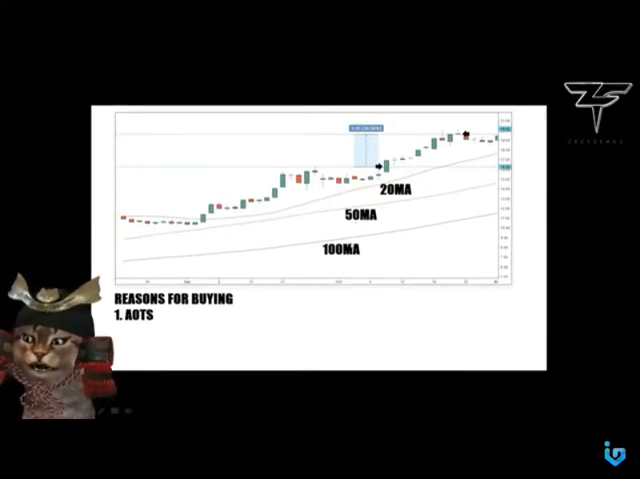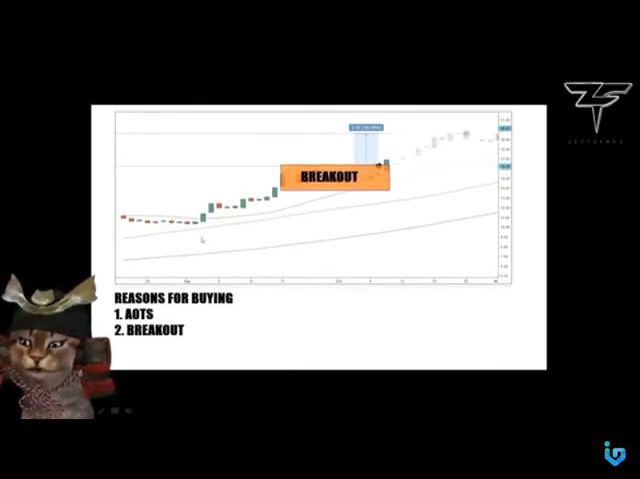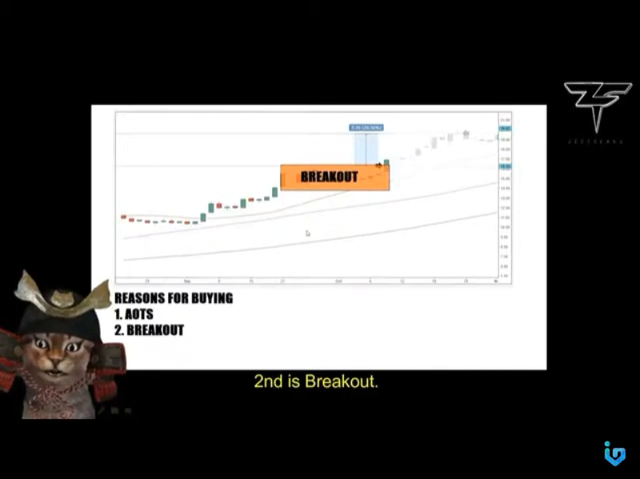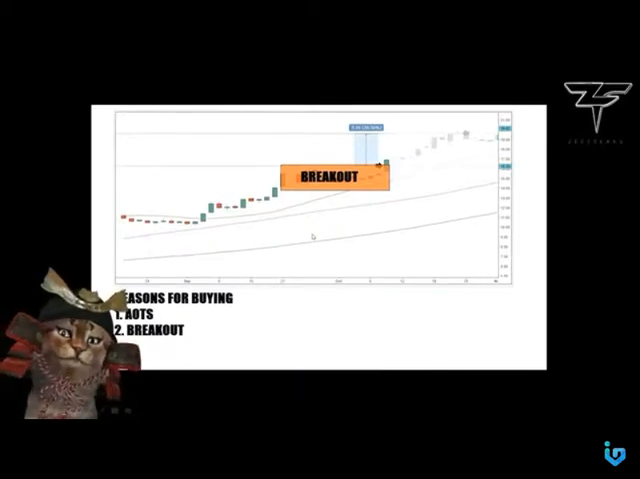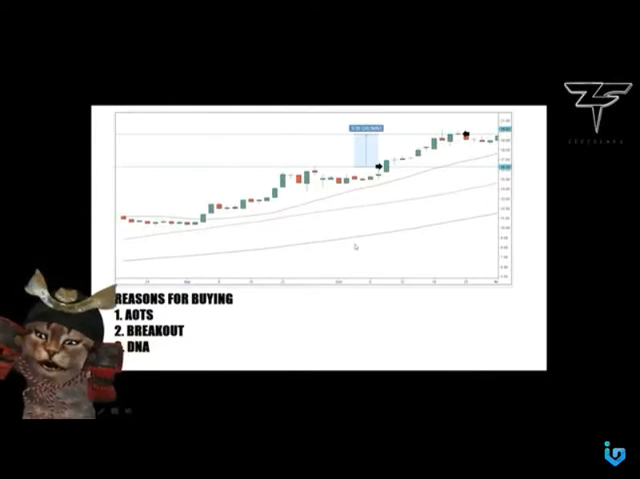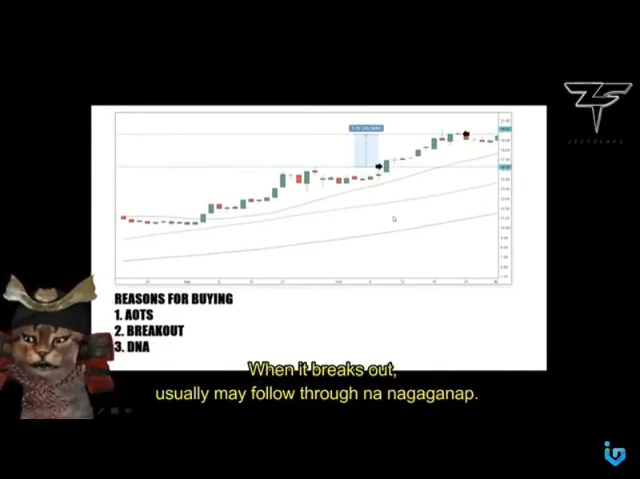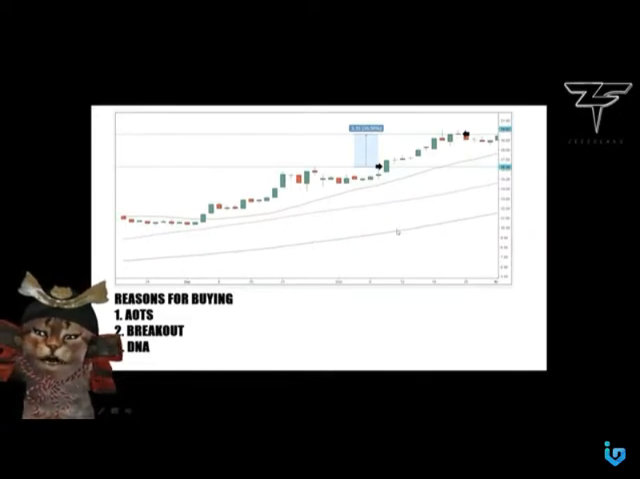Okay, first is AOTS. 1, 2, 3. Next slide, we have, ayan, breakout. And the third, just like the first MAC trade, ayan, when it breaks out, usually may follow through na nagaganap. So yan talaga yung DNA ni MAC.